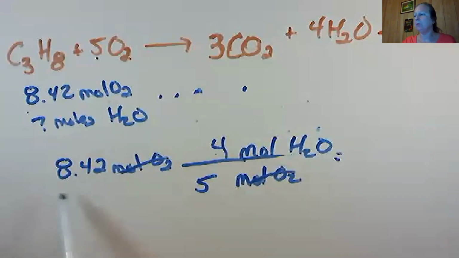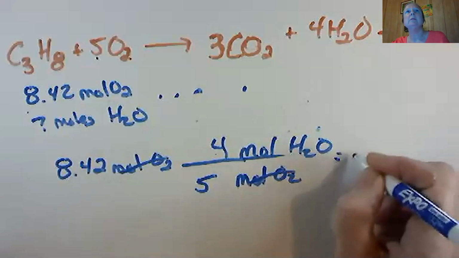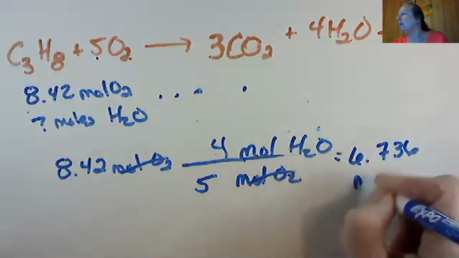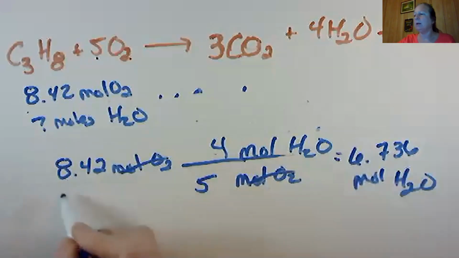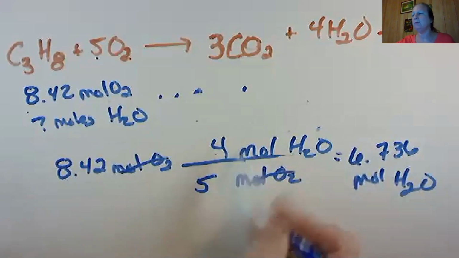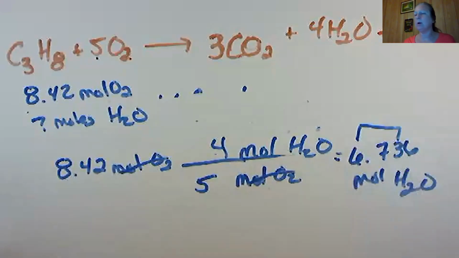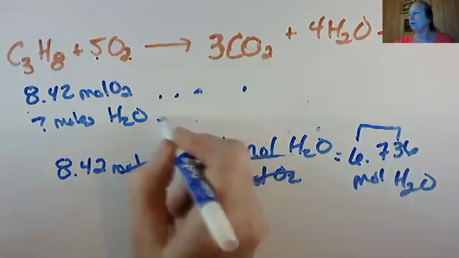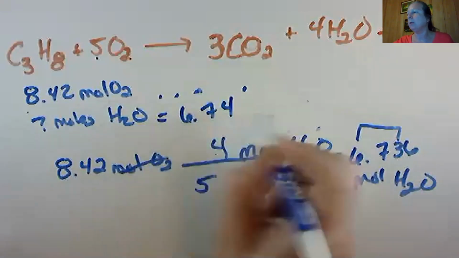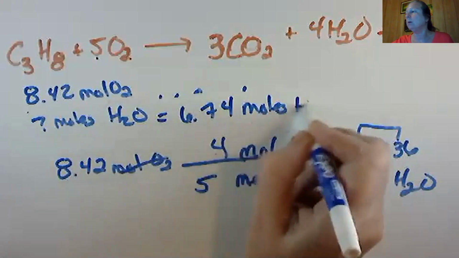And that's all you have to do. So it's 8.42 times 4 divided by 5. We say 8.42 times 4 equals, divided by 5 equals, and I get 6.736 moles of water. However, I have 3 sig figs. These do not count as sig figs. They are exact numbers. So my answer will be in 3 sig figs. That 6 is going to round up my 3. So my answer is 6.74 moles of water.